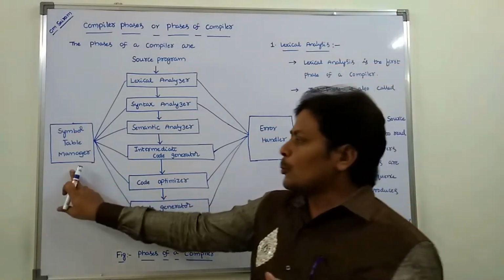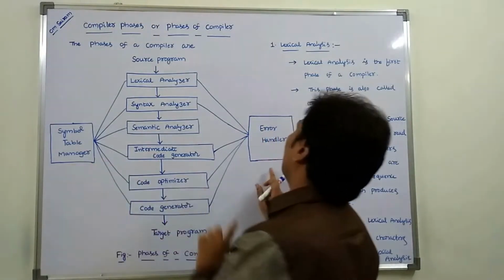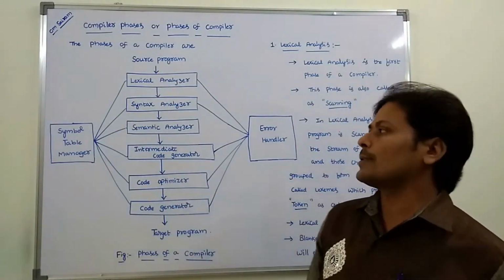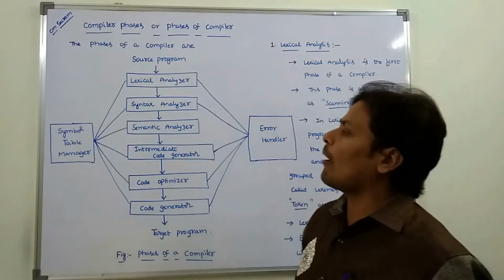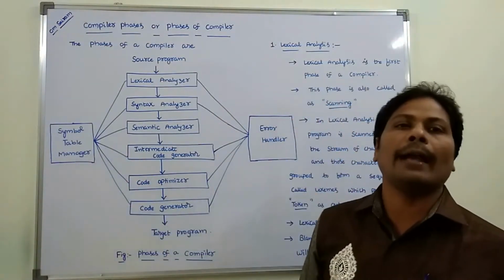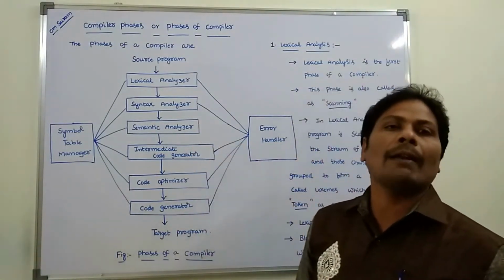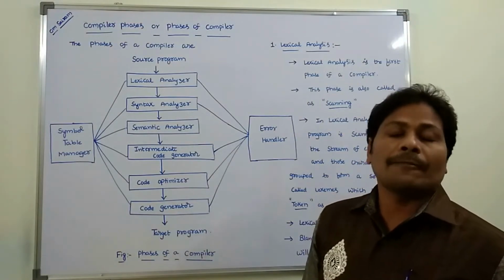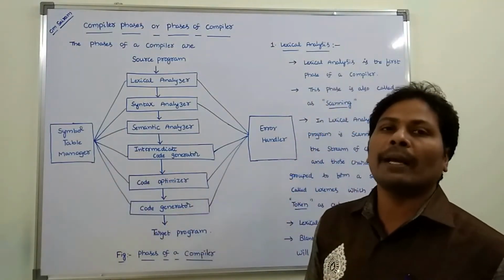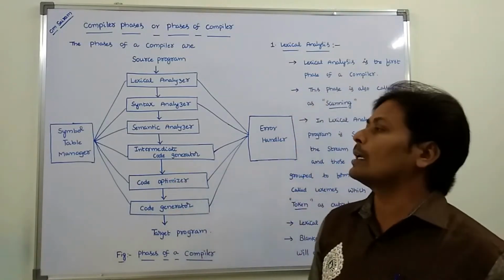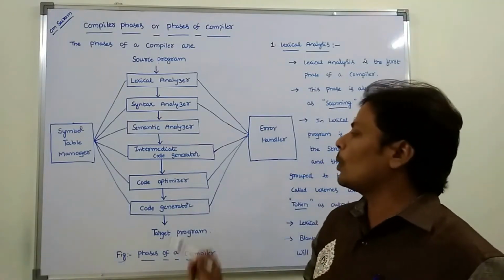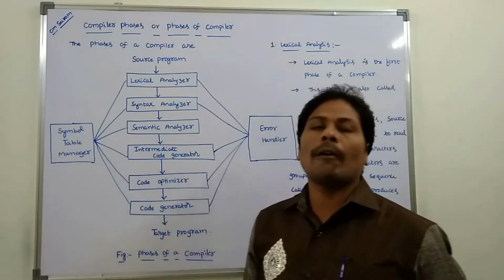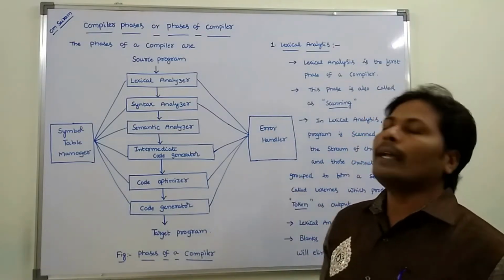These two phases, that is symbol table manager and error handler, belong to each and every phase. So the lexical analysis phase also contains the symbol table manager and error handler. Syntax analysis phase also contains symbol table manager and error handler. Semantic analysis phase also contains symbol table and error handler mechanism. Intermediate code generator also contains symbol table manager and error handler. Code optimization also contains symbol table manager and error handler. Code generator phase also contains symbol table manager and error handler.